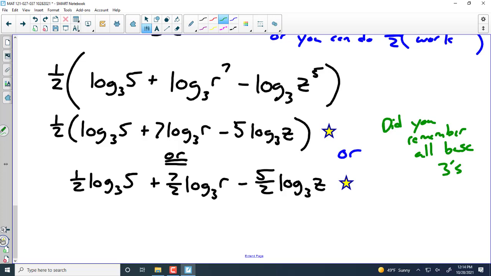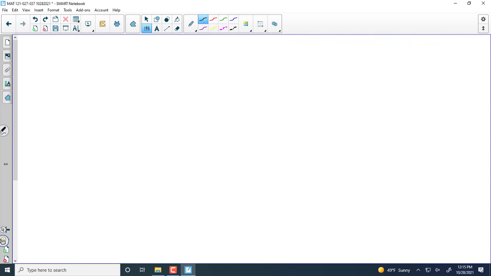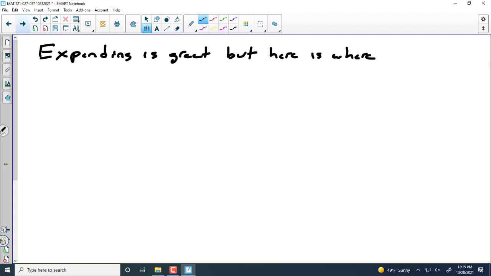All right, cool. So, let's just take a little bit of a tease into what's going to be happening next in this class. Expanding is great. But here is where condensing will help.